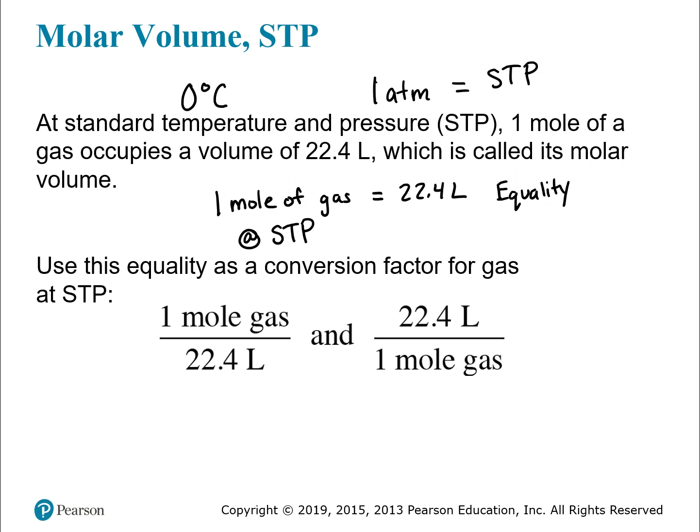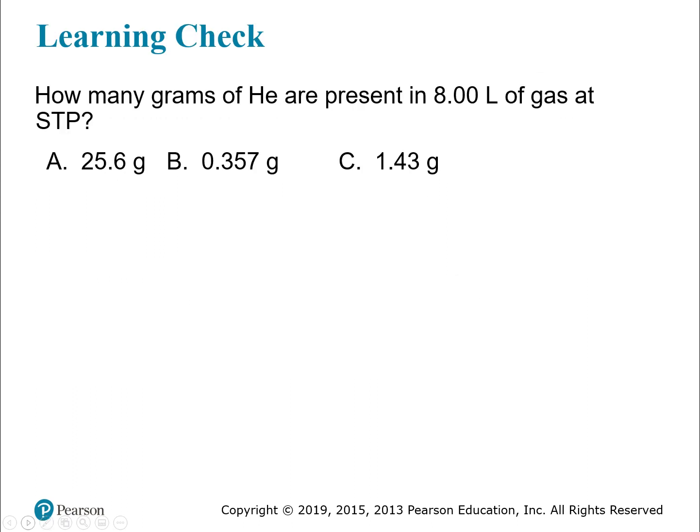With an equality, you get conversion factors. So you could put 1 mole of gas on top, the volume on the bottom, and then you can write the reciprocal. These won't change. If you have a gas at STP and you need to figure out volume, molar volume. Now let's do a check to show how to use this. How many grams of helium are present in 8 liters of gas at STP? Uh-oh. We're talking about grams?